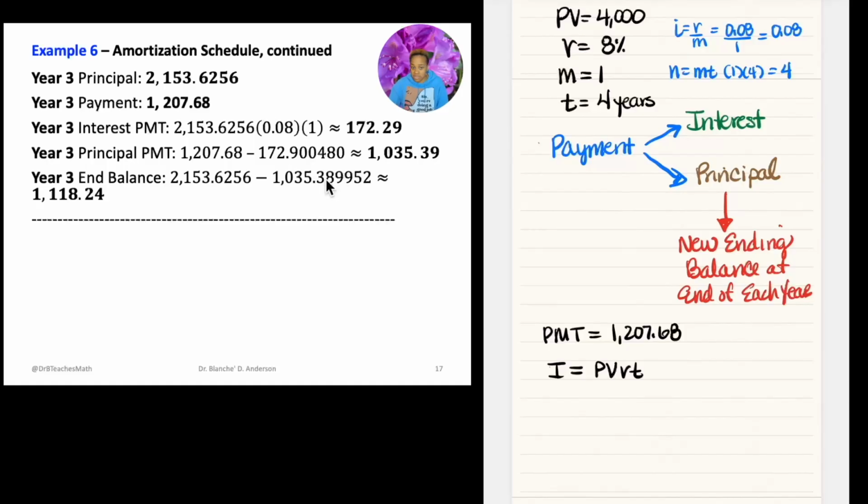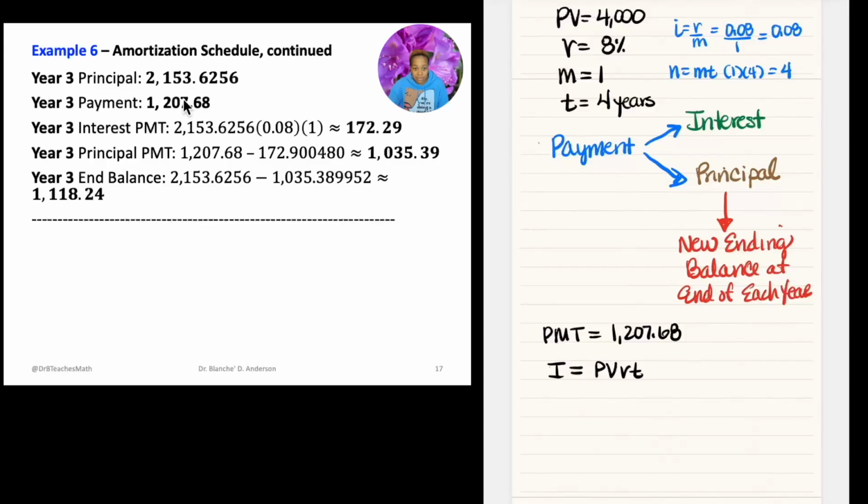You don't get to subtract what goes to the interest because that's not yours. That goes to the financial institution. That's how they make their money. You only get to subtract what you paid towards the principal. The rest goes to the financial institution. So I'm left with $1,118.24.